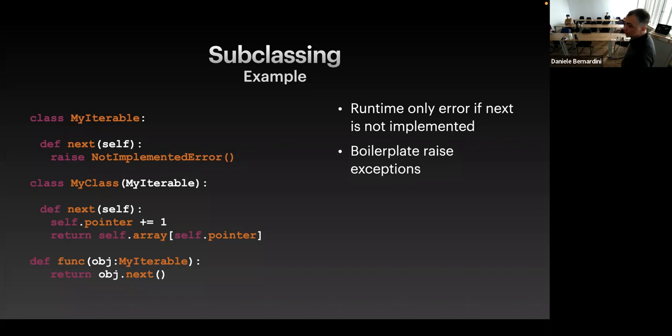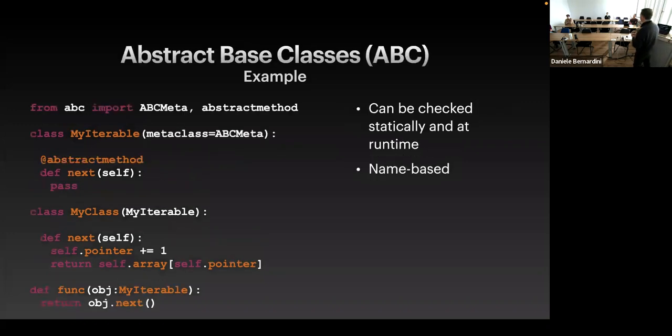Problems: you only see the errors at runtime, and you have a lot of boilerplate, right? Because you have all the raise exception in the definition of the code. So what are the new options that you have to implement subclassing and subtyping in Python 3?